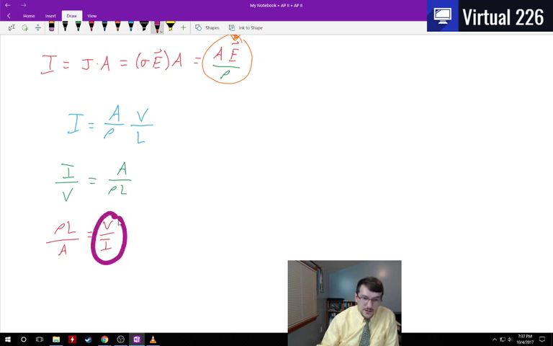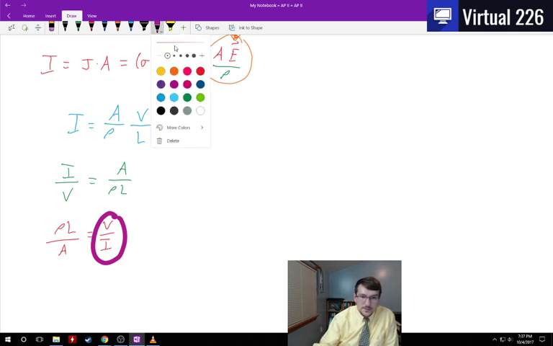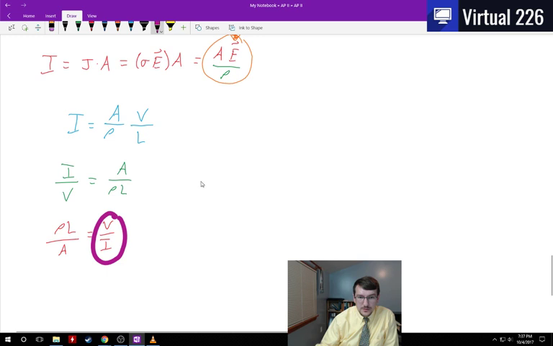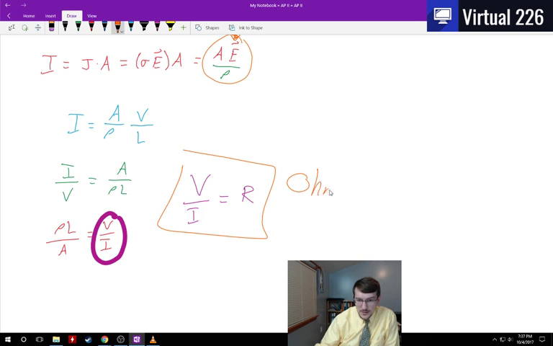This term right here, V over I, that term is equal to the resistance in our circuit, okay? Because we have some resistivity by the length of the wire divided by a cross-sectional area. That is what this is actually saying. This right here is the long way to get Ohm's law. We, in the end, just state this.